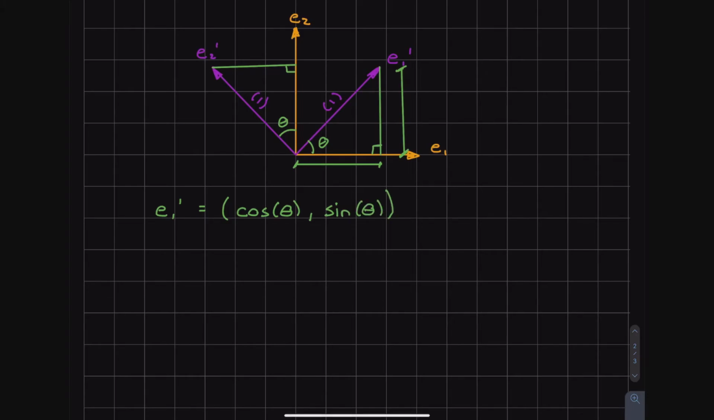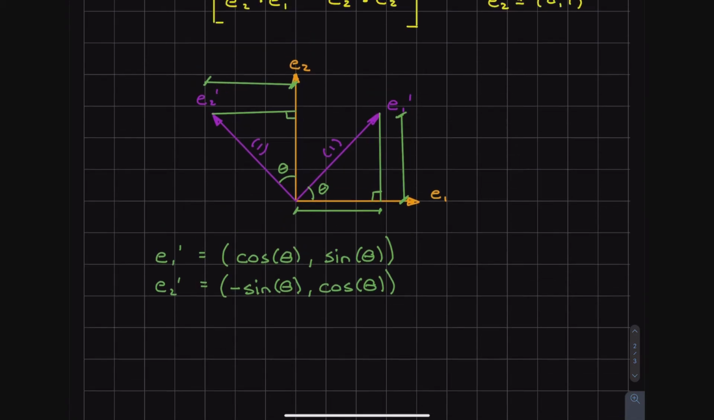And we can go to the other side and do the same thing for E2 prime. Our horizontal component is going to be this component from here to here. And to get that component using that triangle, it's going to be sine theta. But now we have to recognize that this is going in the negative direction, so this would be negative sine of theta. And similarly, we can conclude that the height of this is going to be cosine of theta. So from there, we now have our new basis vectors, E1 prime and E2 prime.